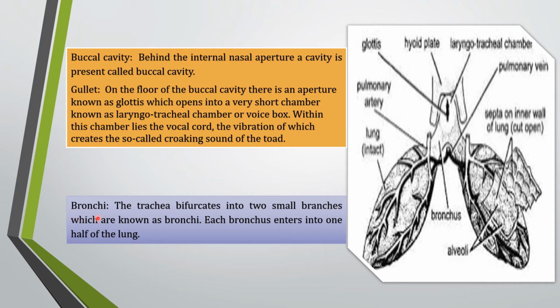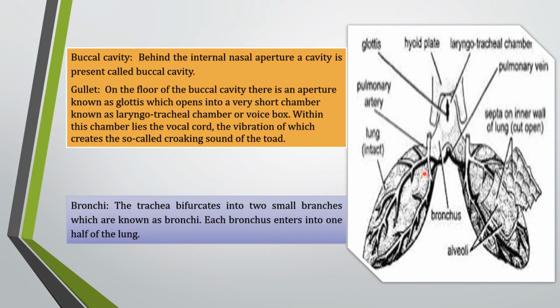Next one is bronchi. The trachea bifurcates, means divides actually. The trachea divides into small branches which are known as bronchi. Each bronchus enters into one half of the lung. One thing should be noted that is bronchi and bronchus. One is singular and another one is plural. Please remember this properly at the time of writing in exam especially.